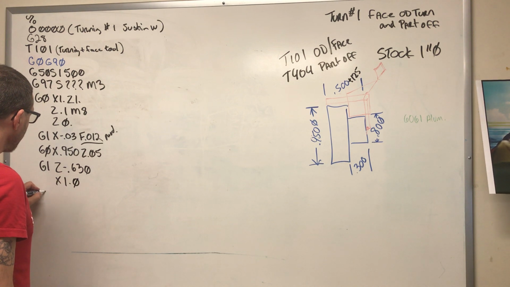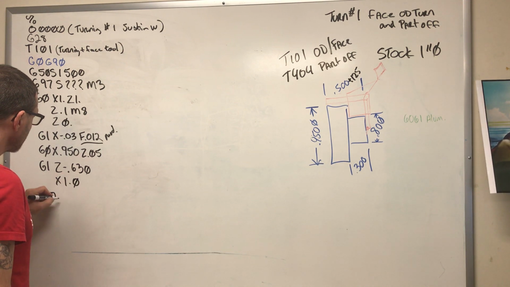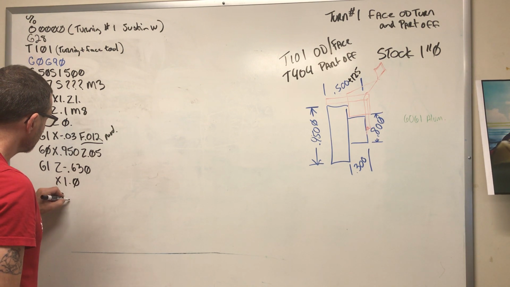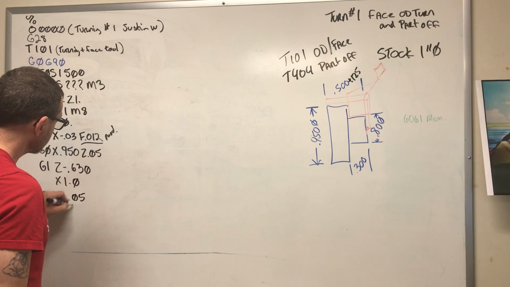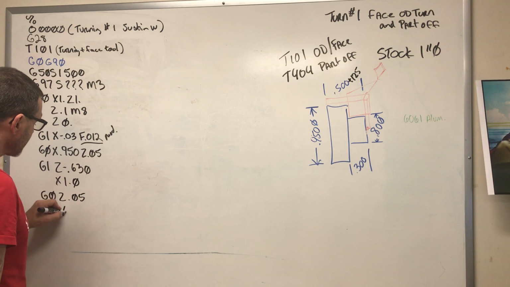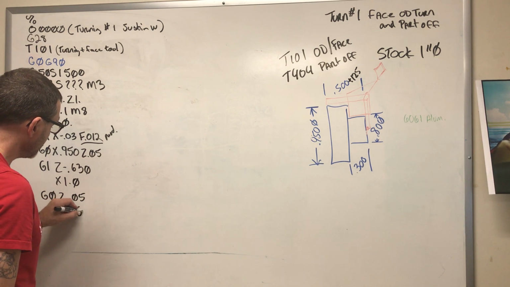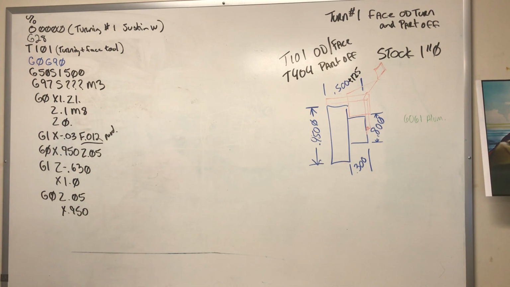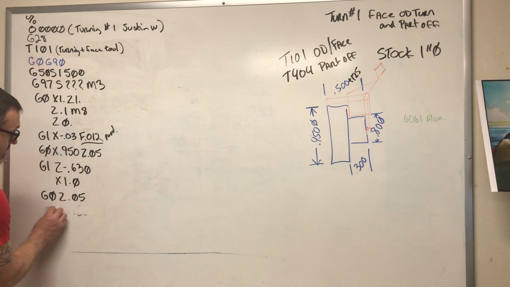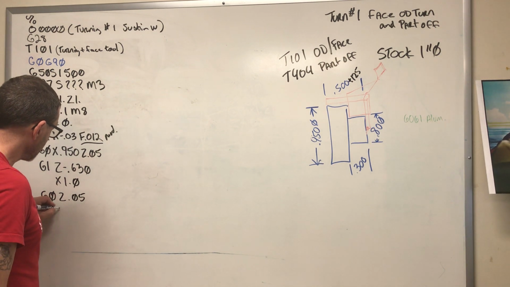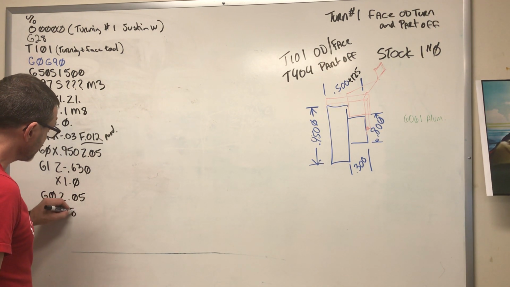From there, I'm going to go back into a rapid move. I'm going to go G0, and I'm going to go to Z 50 thousandths, put myself 50 thousandths in front of my part. Then I'll go to X 950. That's for my, sorry, it's not where I want to go next. I want to go down to 800, yep. So I'll go to X of 800.